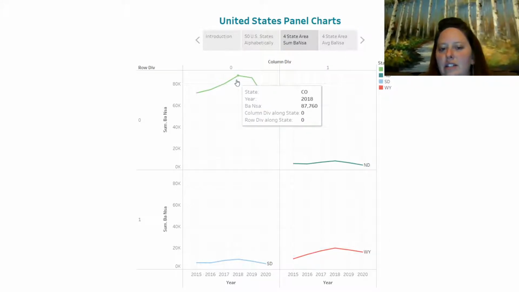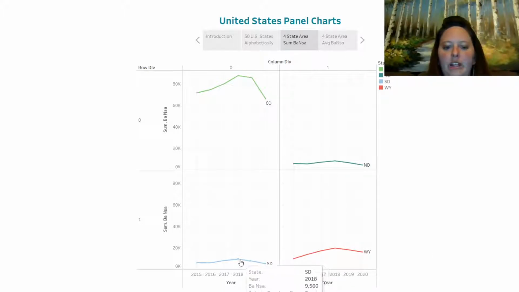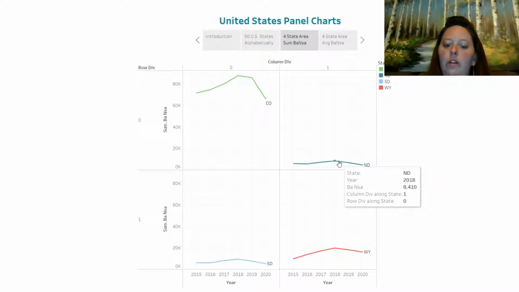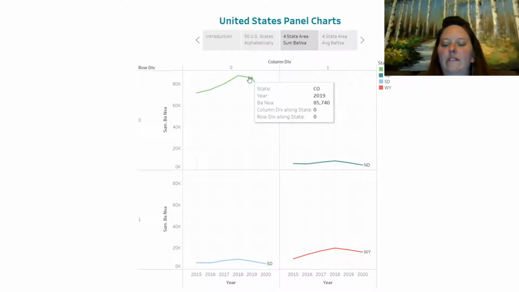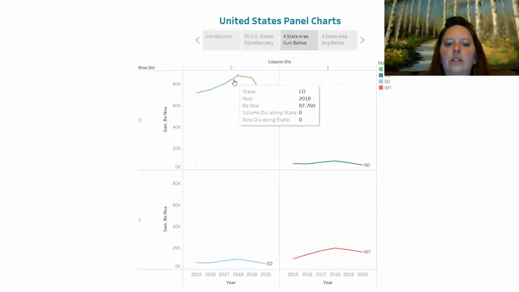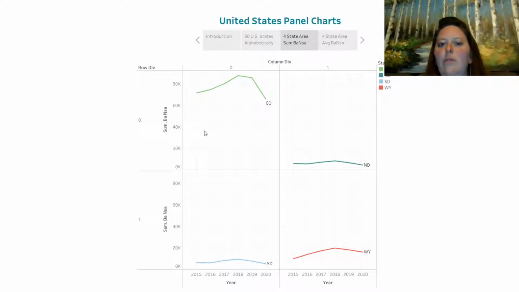Colorado, we can obviously see, is significantly higher than North Dakota, Wyoming, and South Dakota. I believe, let's see. No, North Dakota is slightly lower in 2018. North Dakota is the lowest out of the 4 states that we're looking at. Colorado is significantly higher. I think the population in Colorado is higher, and the population density. So if there are bigger cities in that state than, say, South Dakota, North Dakota, Wyoming, then it would make more sense for more businesses to be trying to pop up in those areas.